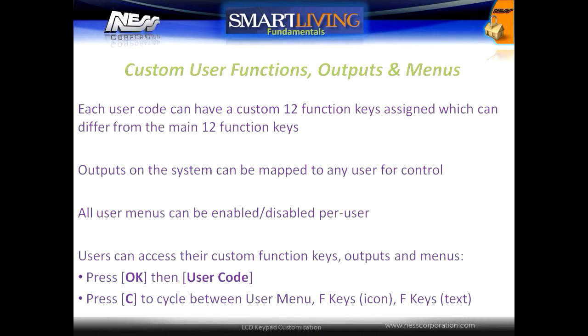Each user code can have up to 12 function keys assigned, which can differ from the main 12 function keys. Outputs on the system can also be mapped to individual users, and all user menus can be enabled and disabled on a per user basis. Users can access their custom function keys, outputs and menus by pressing the OK button followed by their user code. The C key will cycle between user menu, function keys as icons and function keys as text.